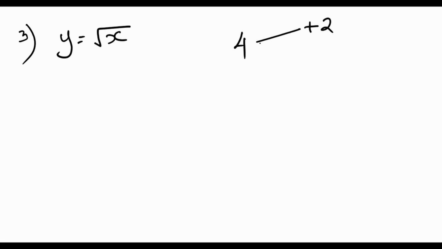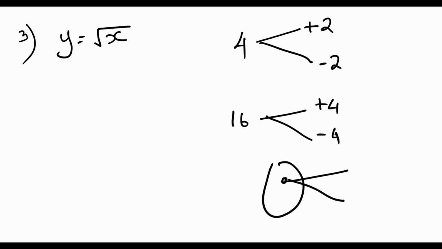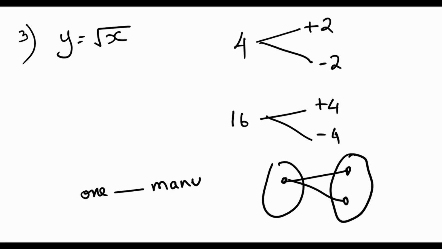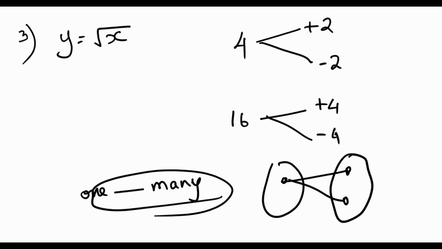Okay, so the third type of relationship is something like this: y is equal to square root of x. So if I have x as say 4, then I can get the answer for y as plus 2 or minus 2. If my x value is say for example 16, then my y value would be plus 4 or minus 4. So which means I have one x value going to two different y values, right? So one x value going to many y values. So this is one to many relation.